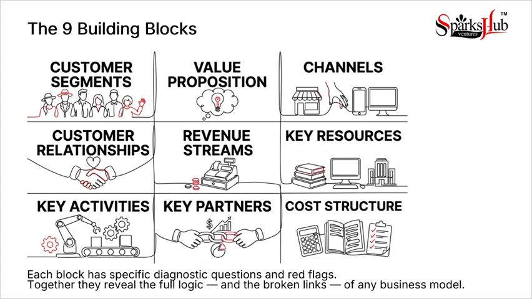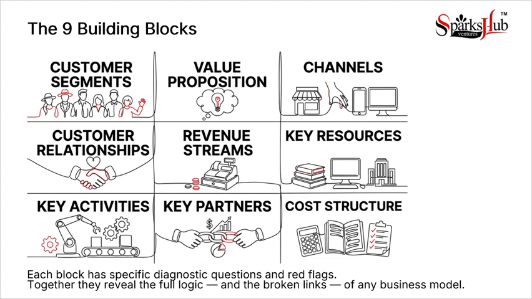The seventh block is the key activities, which answers the question, what must the business do daily to function? We know businesses may undergo production, marketing, customer service, procurement, or delivery. Red flags to note include where there is no defined workflow or the owner is the only person doing everything in the business.